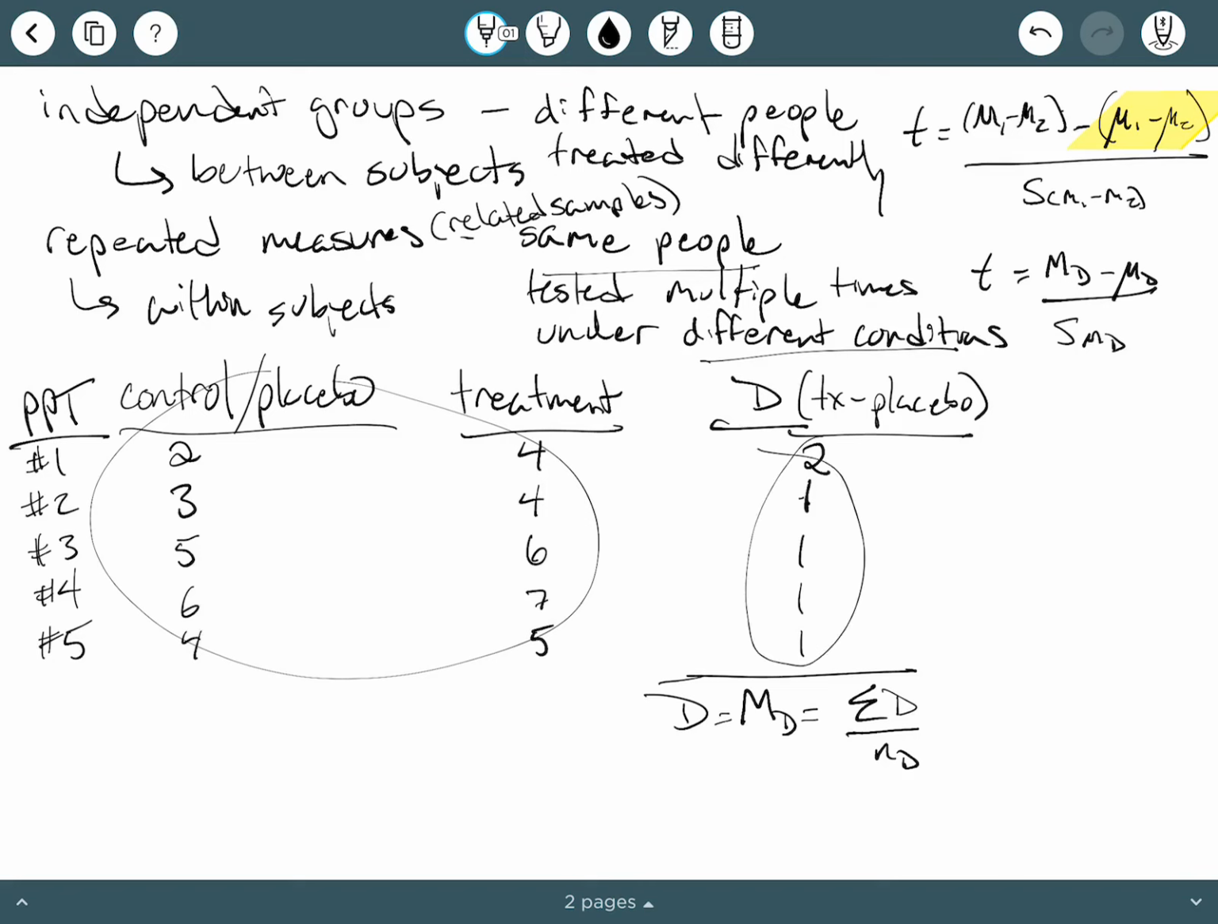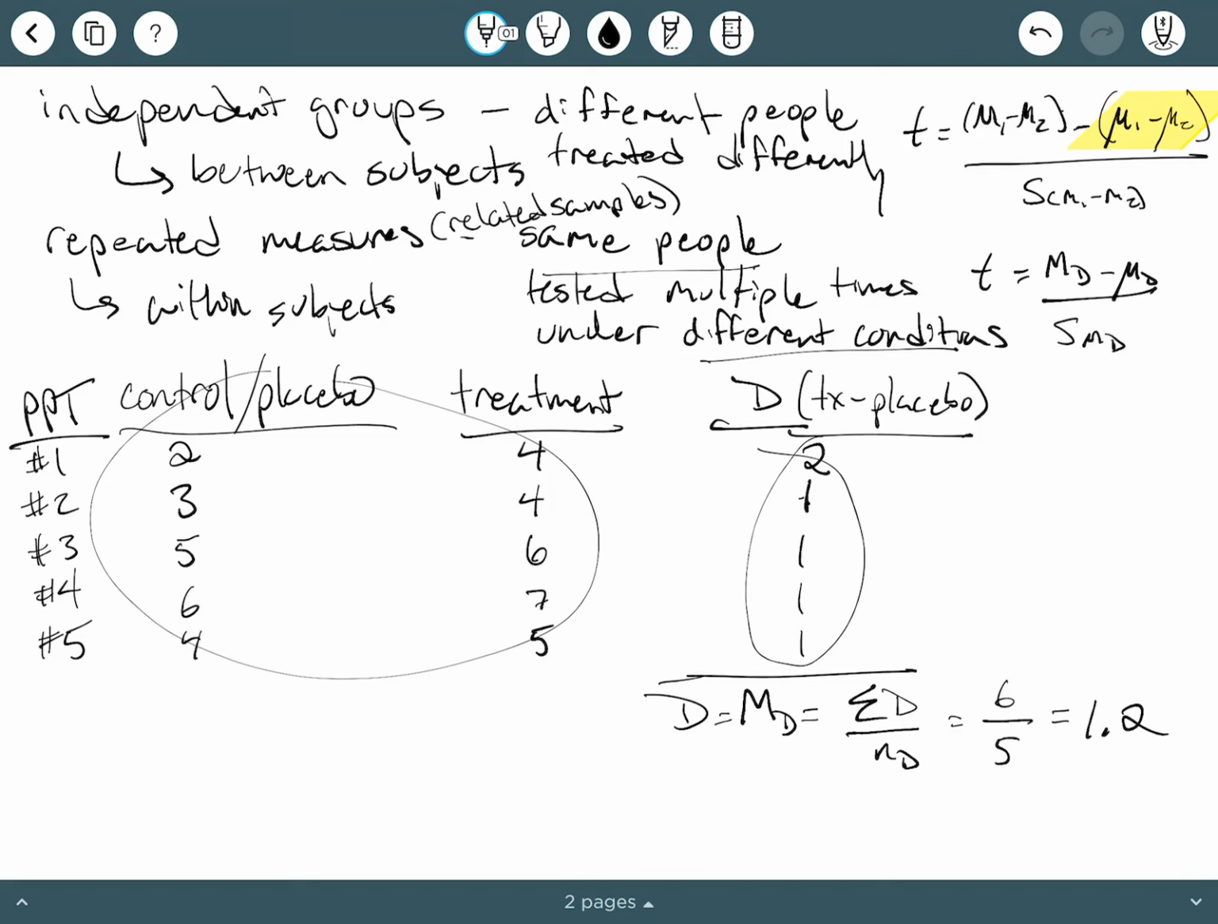So if we sum all these up, that's 6, right? That's 2 plus 1 plus 1 plus 1 plus 1. 6 divided by the number of difference scores, which is 5, right? 6 divided by 5 is 1.2. Okay, so that's our mean difference score.